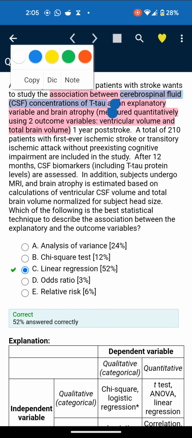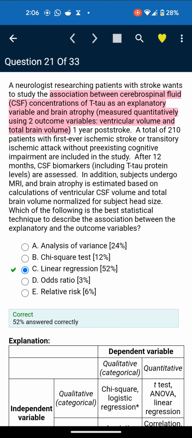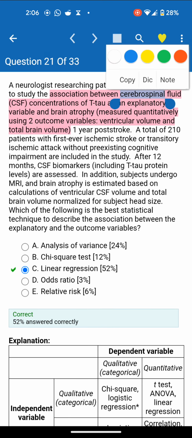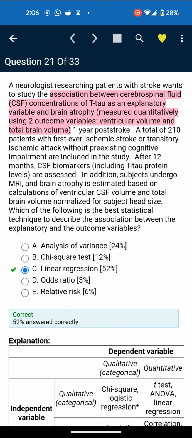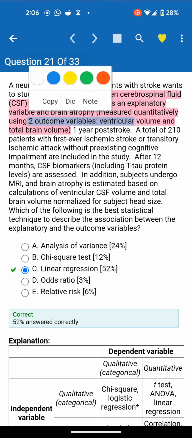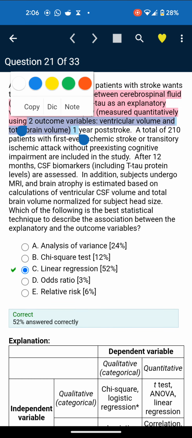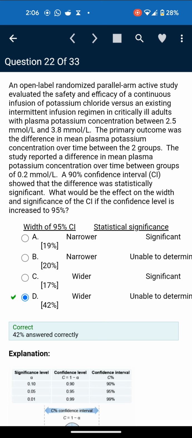Cont-cat is going to be T test or, okay, no, they're actually comparing the concentrations. They're not comparing the presence or absence. So this is a continuous variable, and this is also a continuous variable. So when both are continuous, it's going to be linear regression. So you have to remember that.